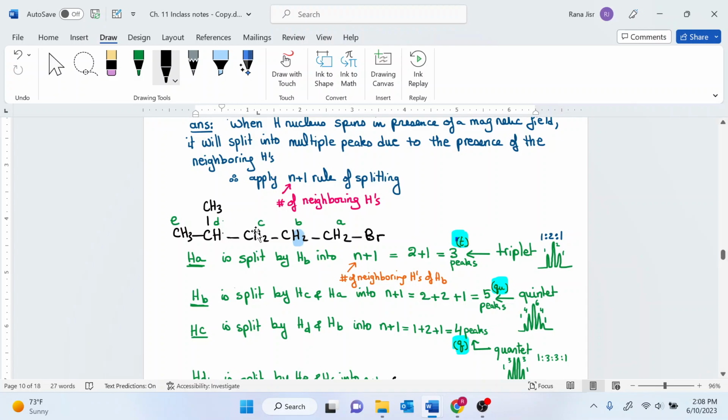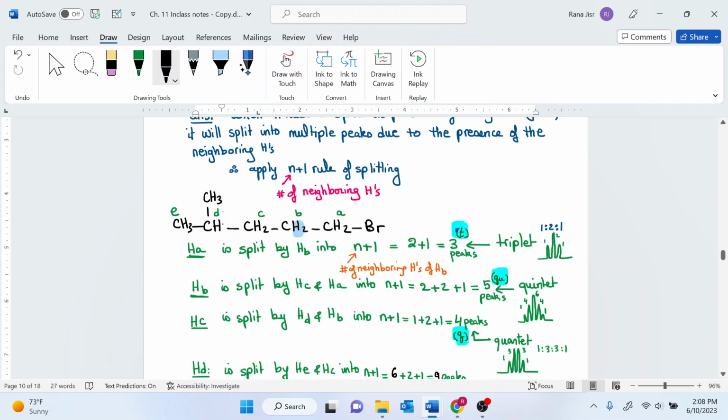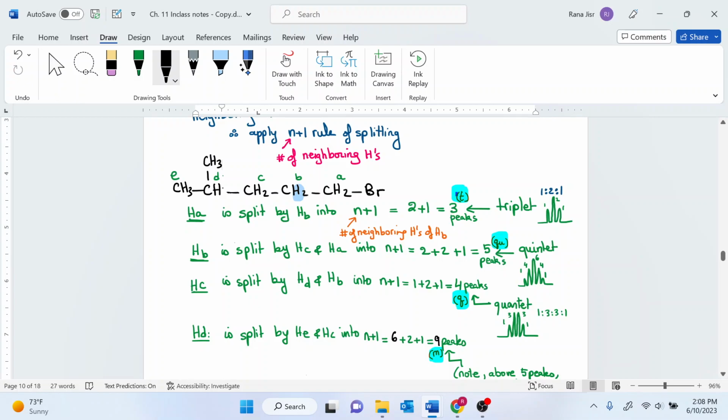Now for hydrogen C, it's connected to 2 hydrogens on one side, 1 hydrogen on the other side. So this is 3 neighbors plus 1, so it's going to be 4 peaks. I'm going to see it as a quartet, and the intensity is 1 to 3 to 3 to 1. Hydrogen D now, it's connected to a lot of neighbors.